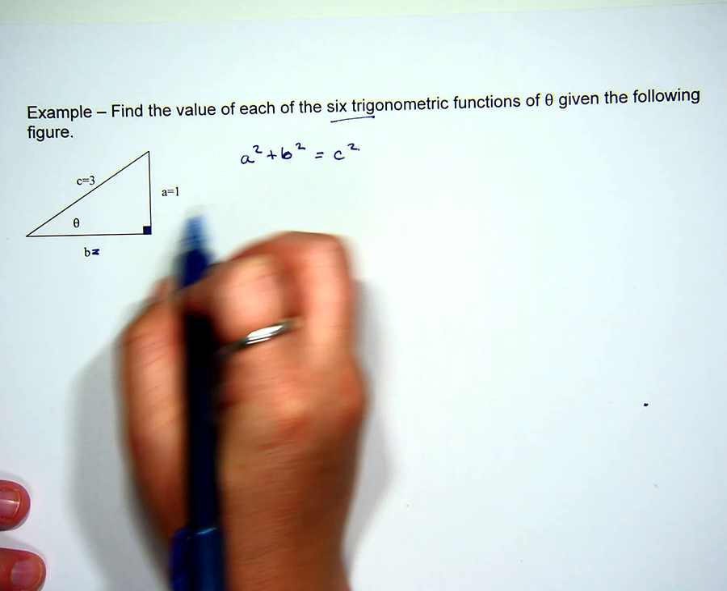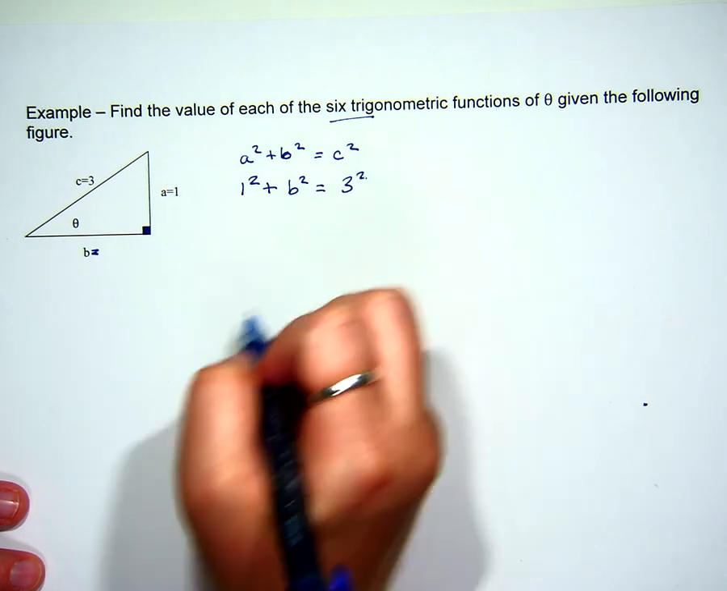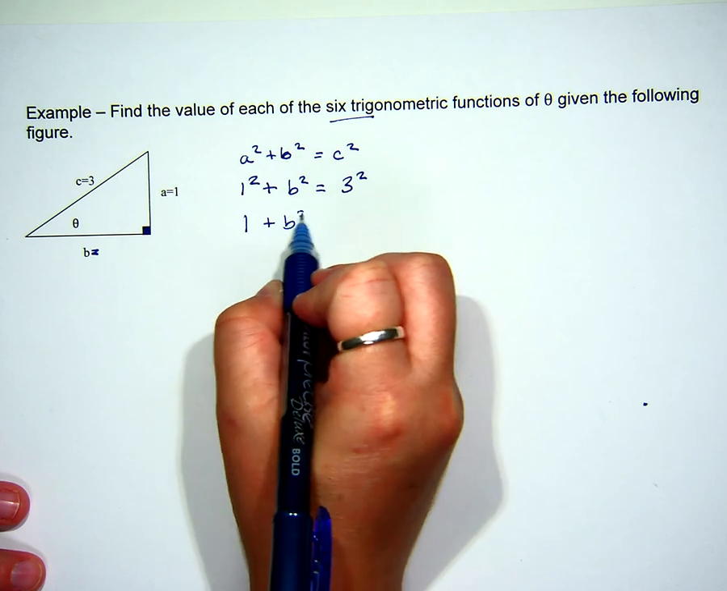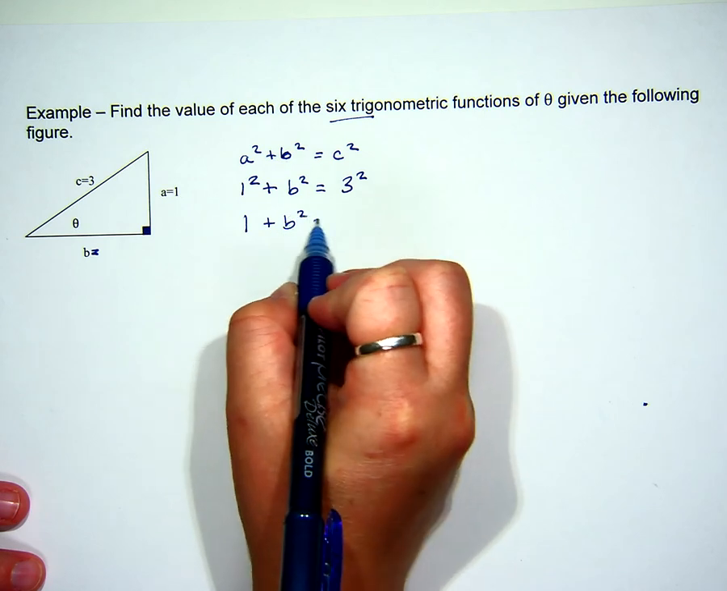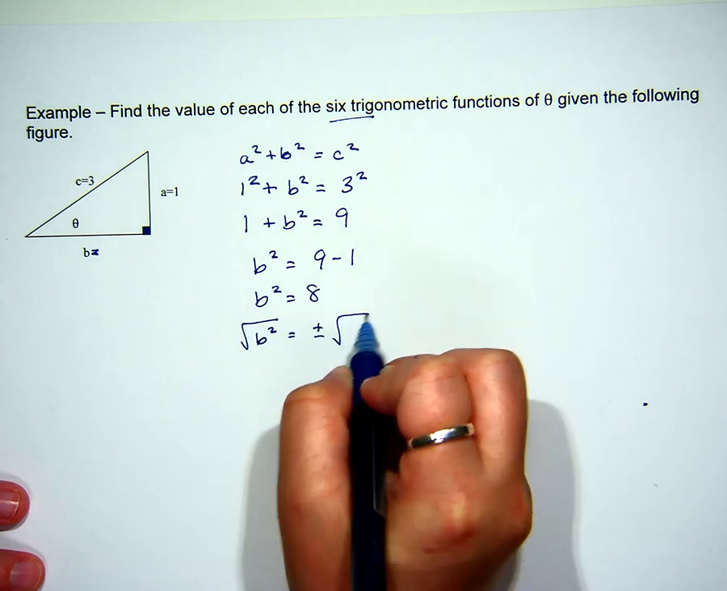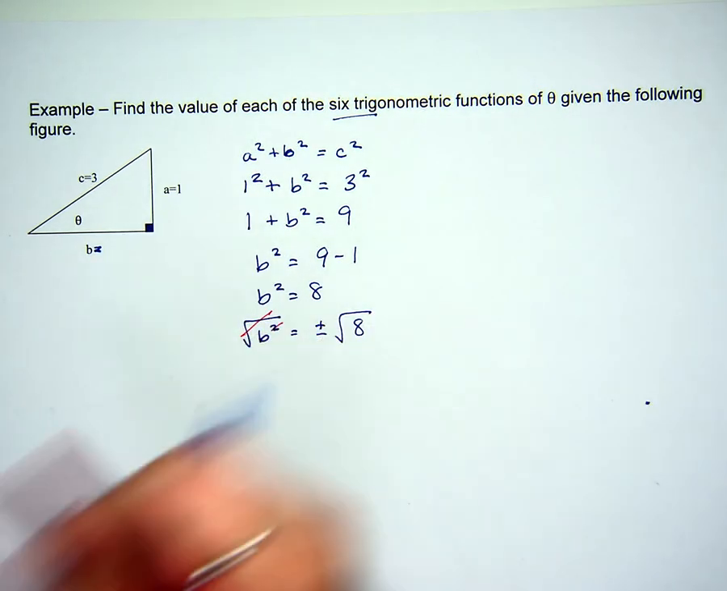A squared, that's 1 squared. B squared, I don't know it. C squared, that's 3 squared. Well, 1 squared, that's 1. B squared. 3 squared, that's 9. Solve for b squared. Now I want b by itself, so I'm going to take the square root of the b squared to have the square root and the square cancel.